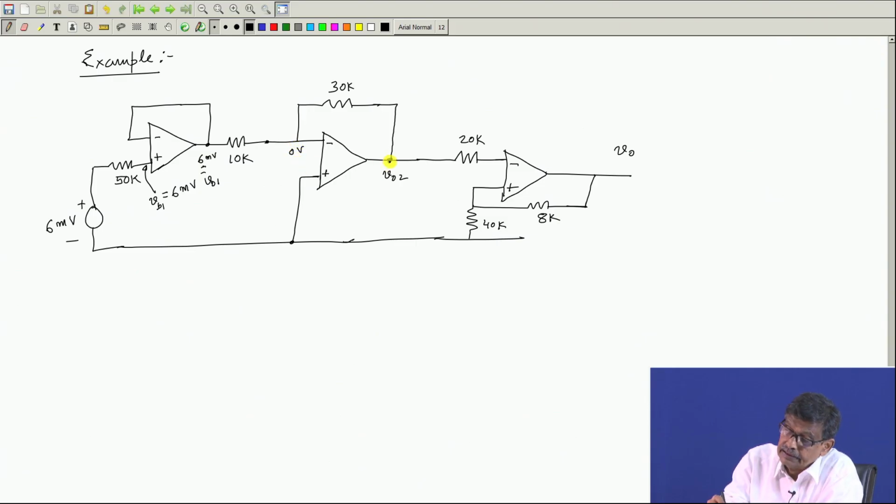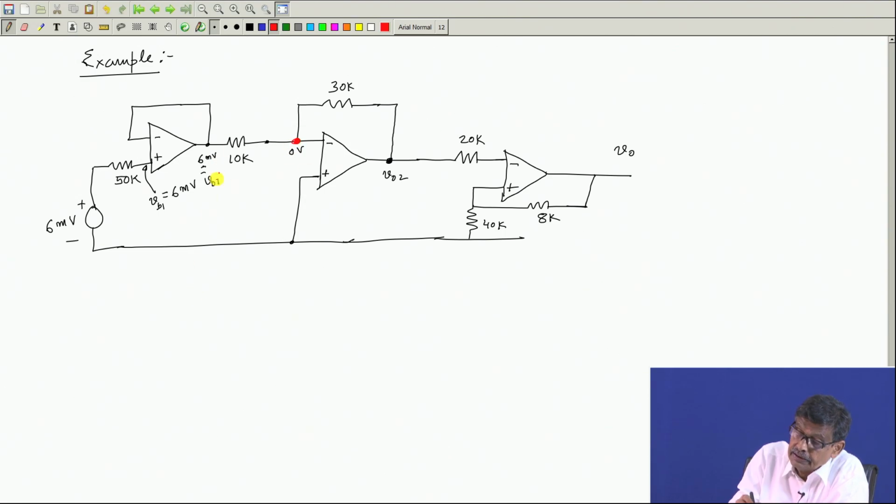And then this voltage we have to calculate. So, what I do is this: for this op amp, I will write down the KCL equation at this point. So, KCL, if you write here, how am I going to write it?